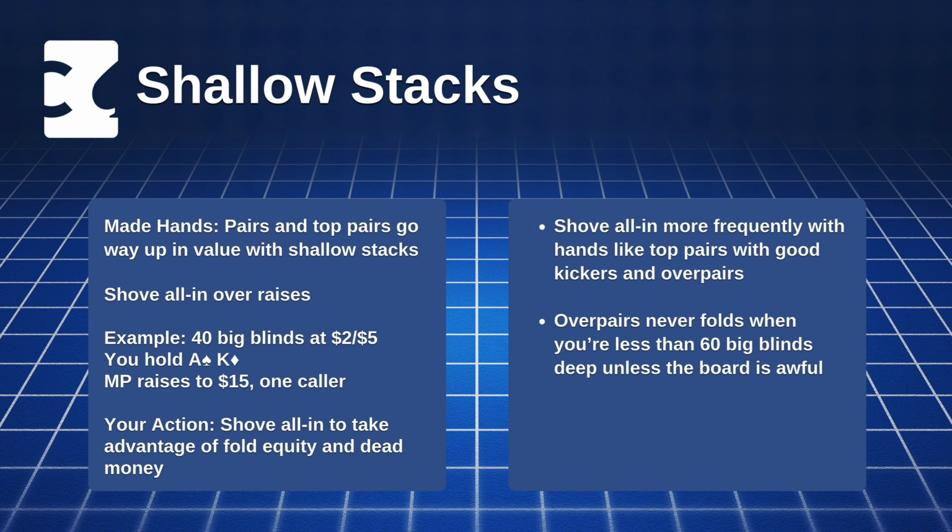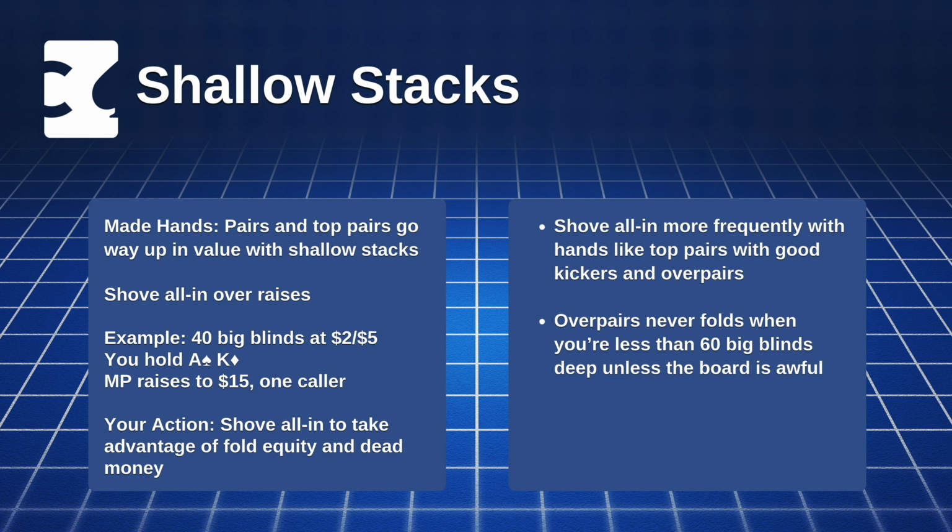Top pair and over pairs go way up in value. You never fold over pairs when you're less than 60 big blinds deep or something like that, unless the board is just absolutely awful for you and you don't have much money invested for some reason. Again, having hands that are already made are extremely valuable when you're short, and having big pairs, over pairs, and top pairs with really good kickers are going to be very valuable when you're playing like 60 bigs, 50 bigs, things like that deep.